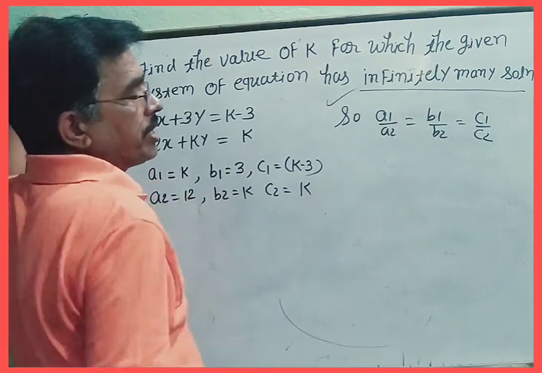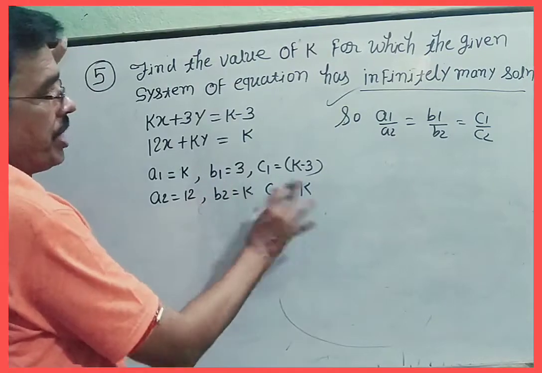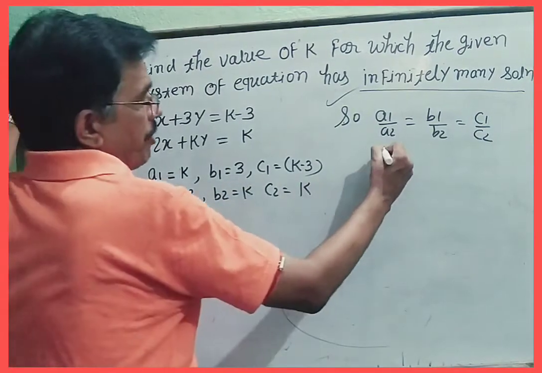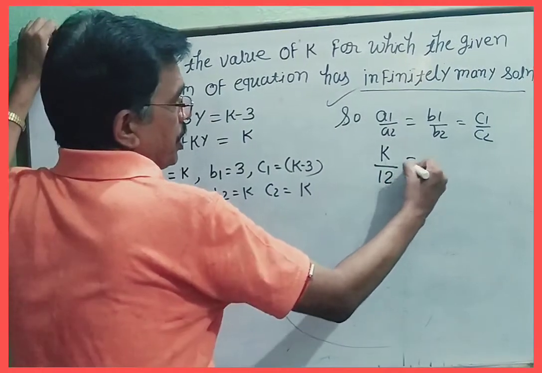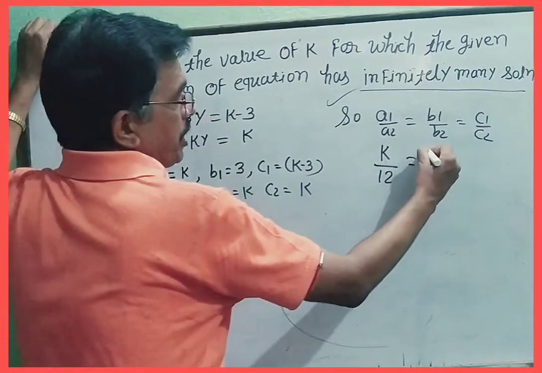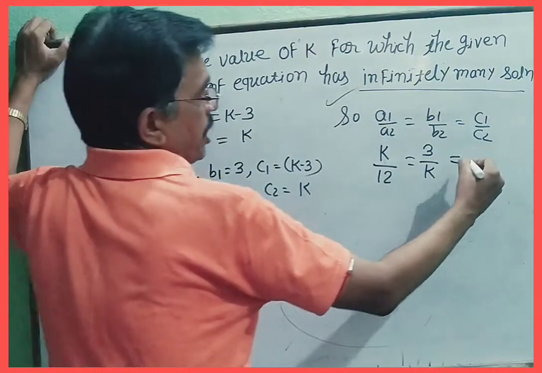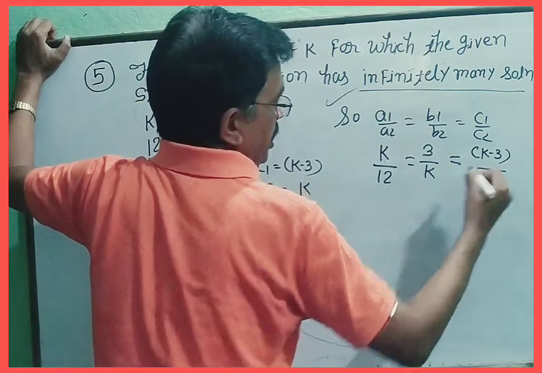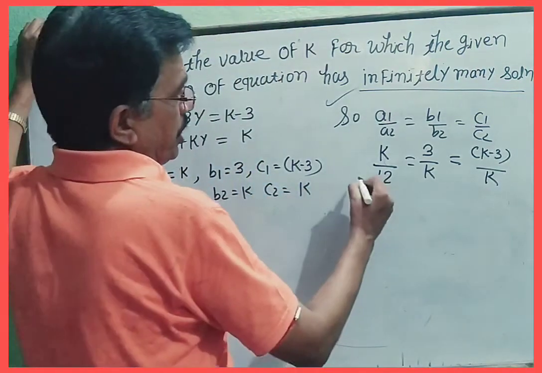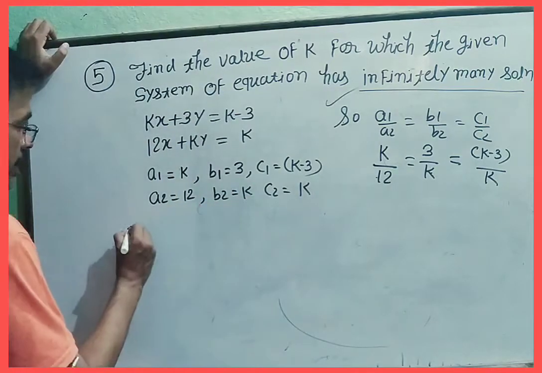So first we write the condition, and now substitute the values of a1, a2, b1, b2. So a1 by a2 is k by 12, equal to b1 by b2 which is 3 by k, and c1 by c2 which is k minus 3 by k. Dear student, first you solve this and this equation, that case first.